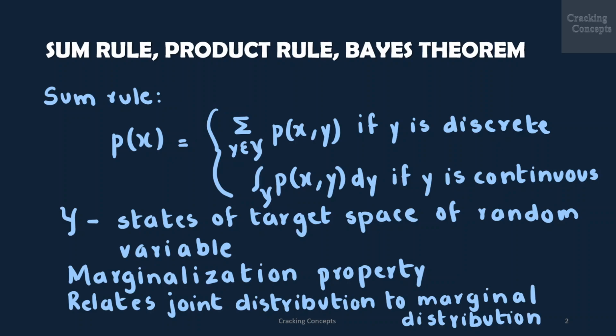The first rule, the sum rule, states that p(x) is the sum over y in Y of p(x, y) if y is discrete, and the integral over Y of p(x, y) dy if y is continuous, where capital Y are the states of the target space of random variable y. This means that we sum out or integrate out the set of states Y of random variable y. The sum rule is also known as the marginalization property. The sum rule relates the joint distribution to a marginal distribution.